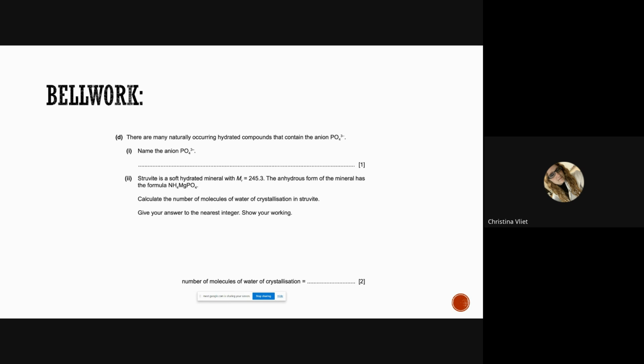I'm just going to answer these first. Name the anion PO4 3 minus. Is it an expectation on the quarterly that you know your polyatomic ions? Yes. This is phosphate. By inspection, you should recognize when you see PO4 3 minus that it is indeed phosphate.